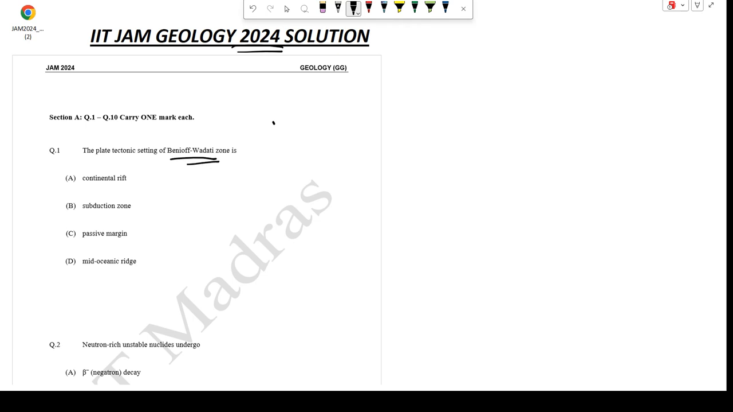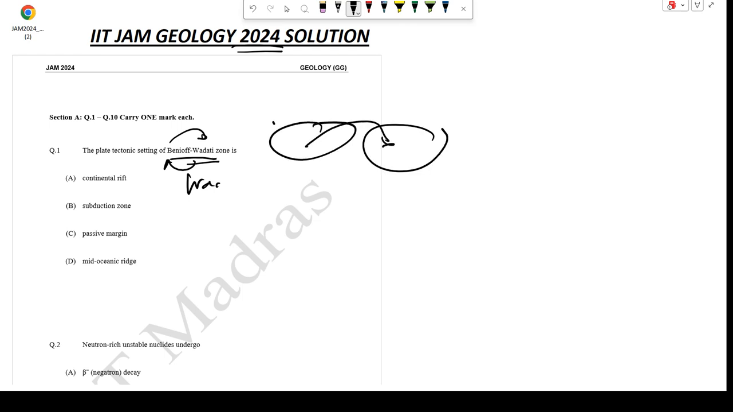This is also known as the Wadati-Benioff Zone, so you can use this name alternatively. It is a zone of seismic activity inclined beneath and parallel to the overriding plate in a convergent plate boundary, where one tectonic plate is being subducted beneath another. So the correct answer is the subduction zone here. So option B is the correct answer.